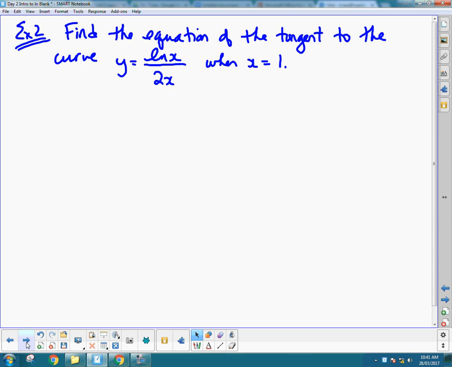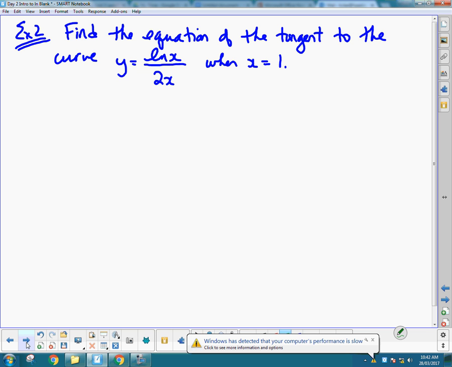And we're also going to answer this question. Remember, this question I promised would be on every one of your tests. Find the equation of the tangent to the curve. And this time, this curve or this function has lns in it. So it's the last question on your sheet. So we'll go ahead and actually answer it.